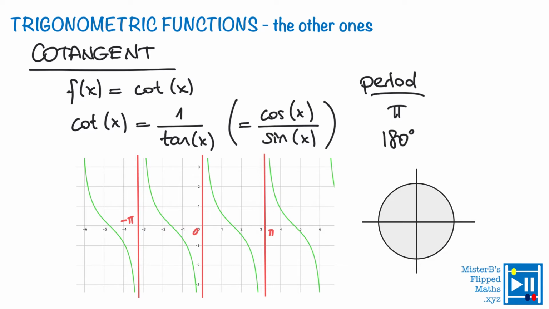Cotangent behaves positively in the first and the third quadrants because both sine and cosine are positive in the first quadrant, and both sine and cosine are negative in the third quadrant. So cotangent ends up being positive in the first and third quadrants. Certainly, in the second and fourth quadrants, cotangent gives you negative values.